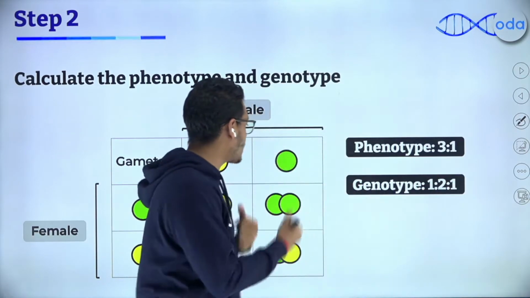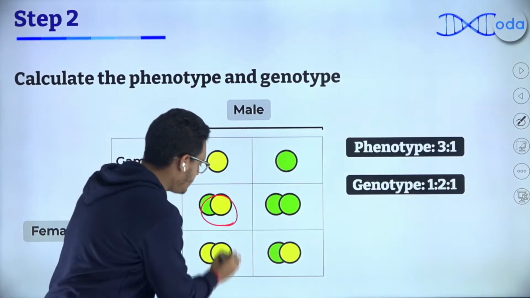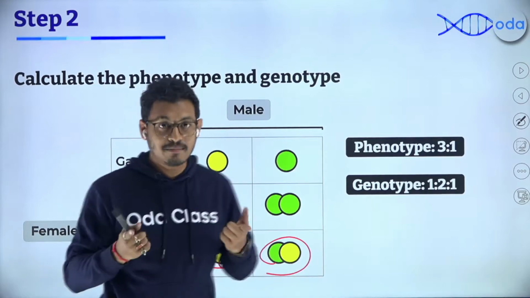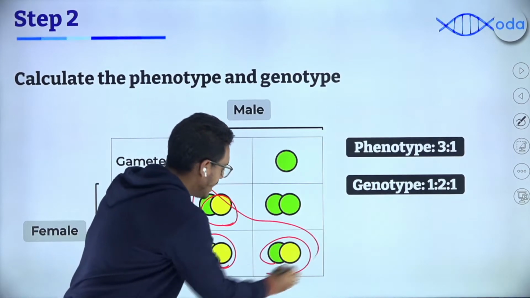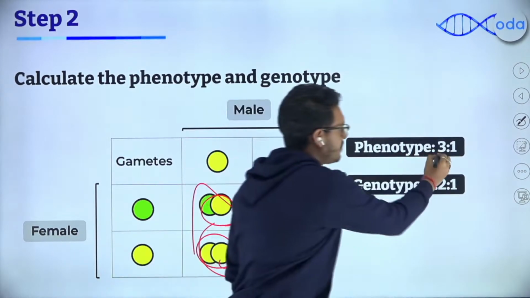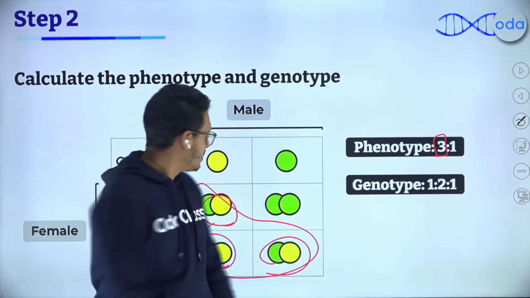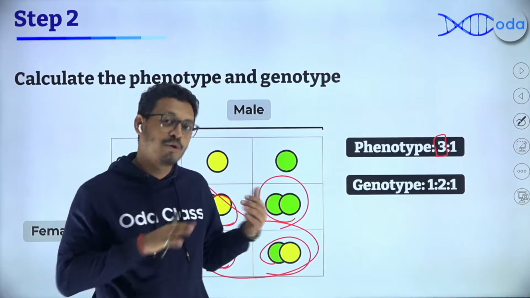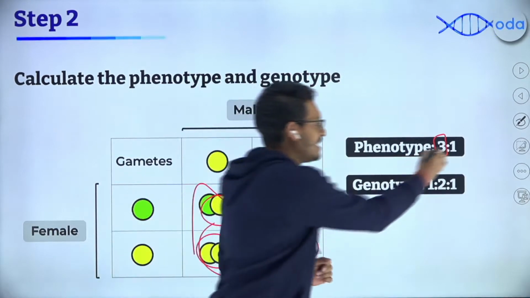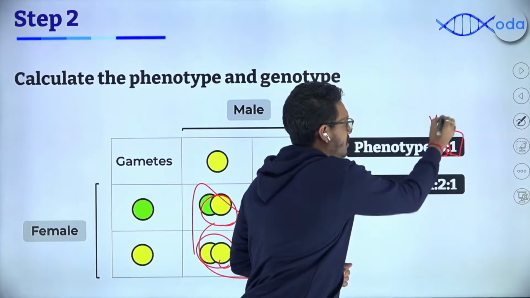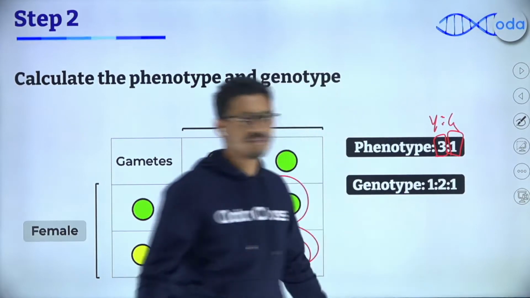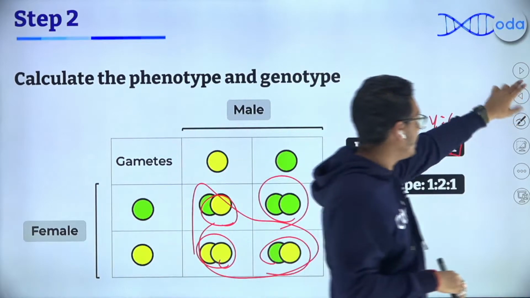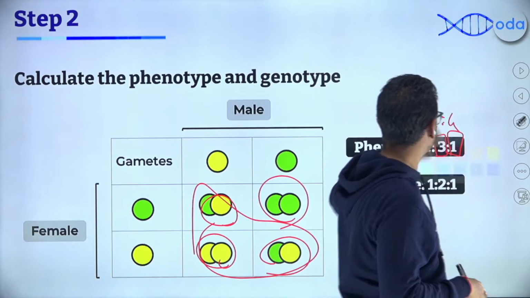So when it comes to phenotype here, these three people all contain one copy of your dominant yellow gene. That means all of them will end up having yellow color seed. That is the reason why you have three right here. This poor guy didn't get any of the dominant version of the gene. He got both the recessive ones, so he's going to be green. That means yellow to green is going to be 3:1. That's your phenotype.